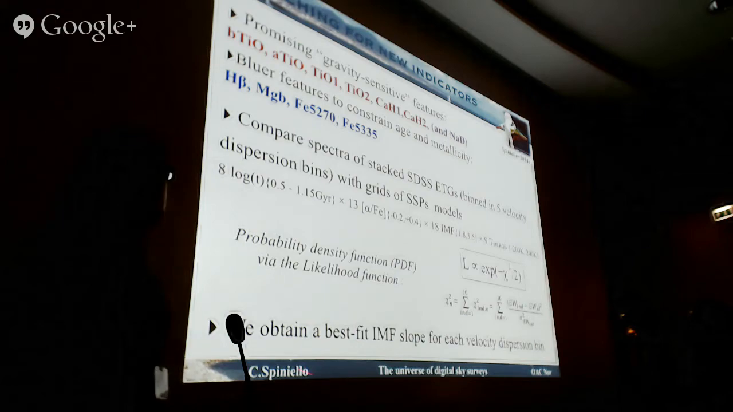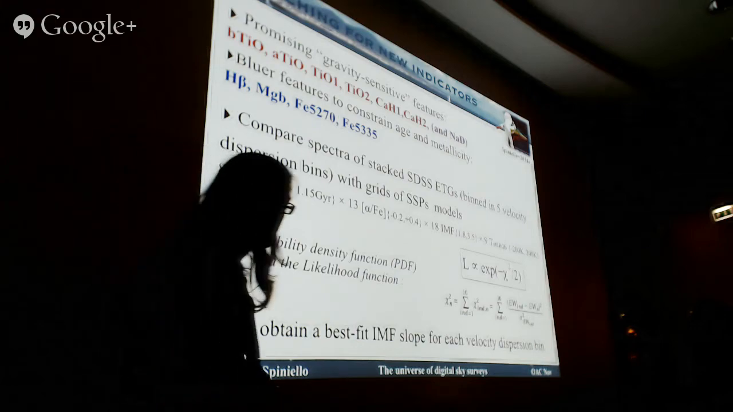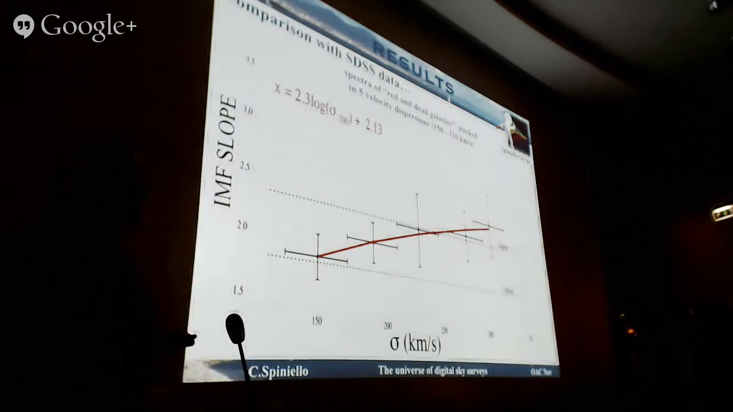In a chi-square sense, we obtain a best fit IMF slope for each expected spectrum, and as you can see, the low mass end of the initial mass function seems to steepen with velocity dispersion. So that would be a sort of an L-star galaxy, and again, those are just elliptical galaxies, early type galaxies.